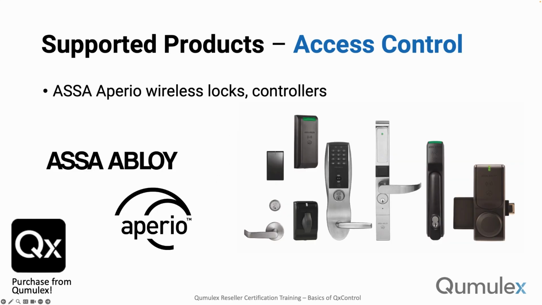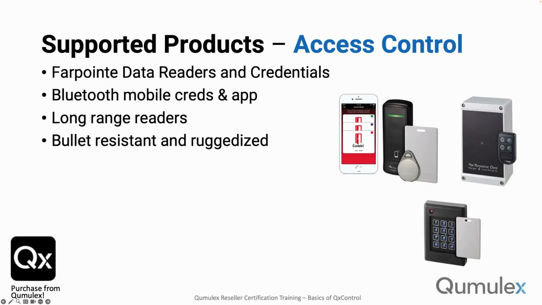So next, the Assa Abloy Aperio series of wireless locks. These are available directly from QMLX and are compatible with both our Access and Mercury-based controller integrations. Also, we offer directly from QMLX Farpoint data, readers, and credentials. They also have a really great Bluetooth mobile credential and app. All of this is available directly from QMLX.